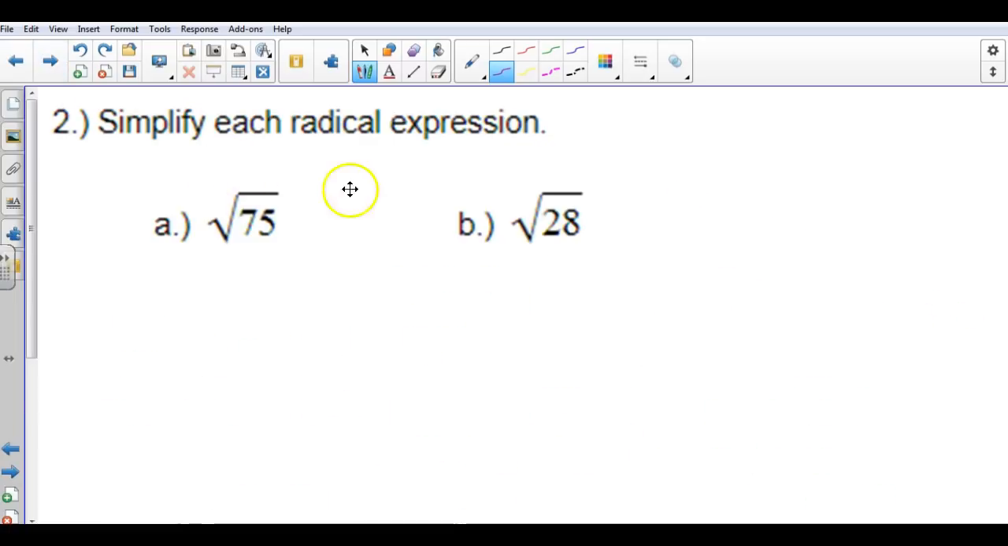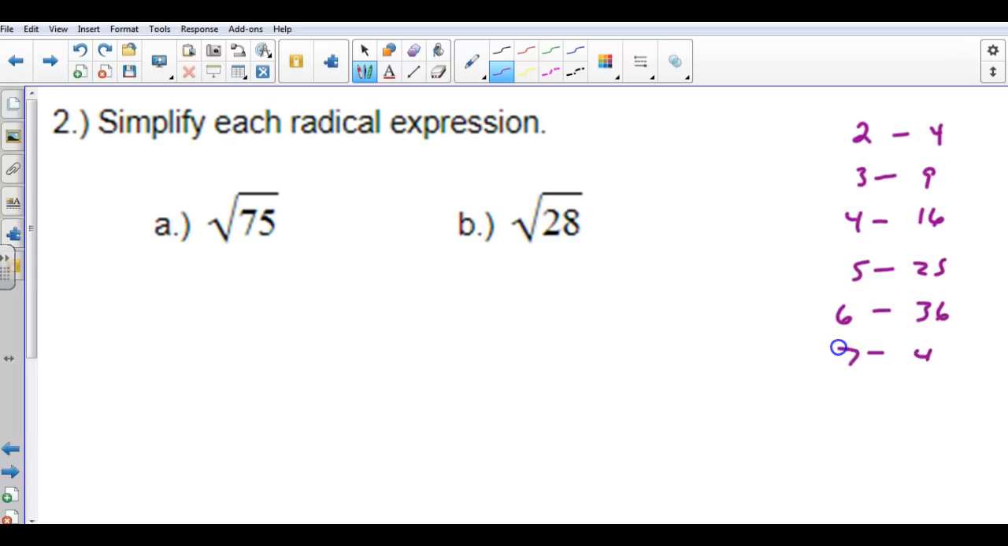So as far as simplifying radicals goes, what I'm going to do off to the side is write out all of my perfect squares. So I know that 2 squared gives me 4. I know that 3 squared gives me 9. 4 squared is 16. 5 squared is 25. 6 squared is 36. 7 squared is 49. And we could keep this list going on and on.